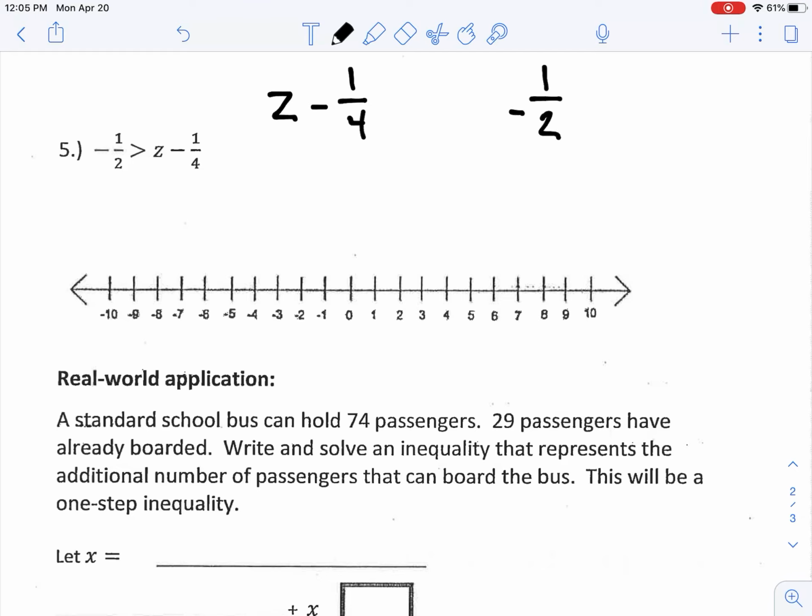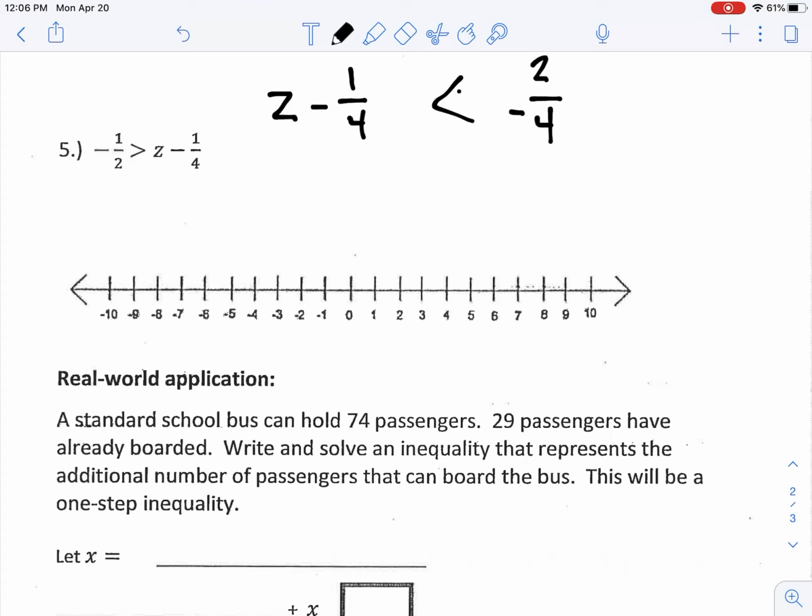Remember, when you flip your expressions from the right to the left or the left to the right, you also have to flip your sign. So instead of -1/2 is greater than z minus 1/4, we're going to read that as z minus 1/4 is less than -1/2. So you also notice now we've got different denominators. So I'm going to go ahead and erase my 1/2, and I'm going to call that 2/4, -2/4.